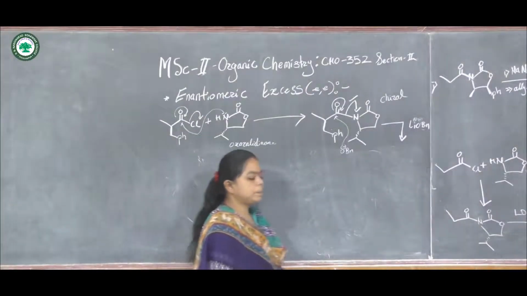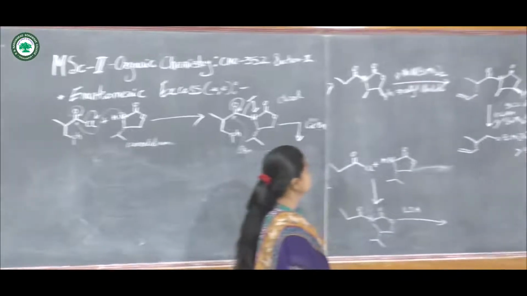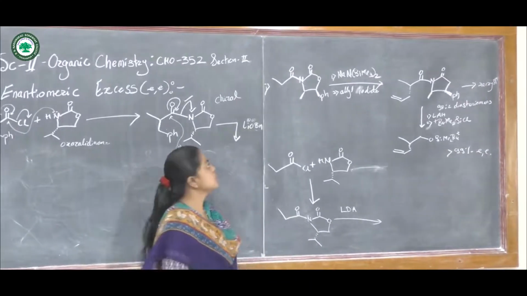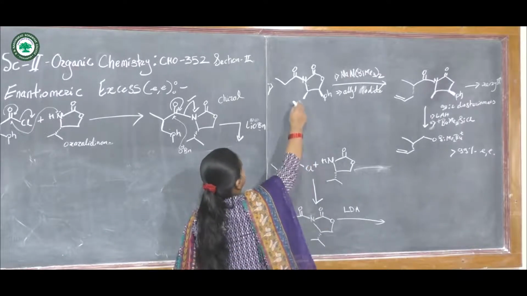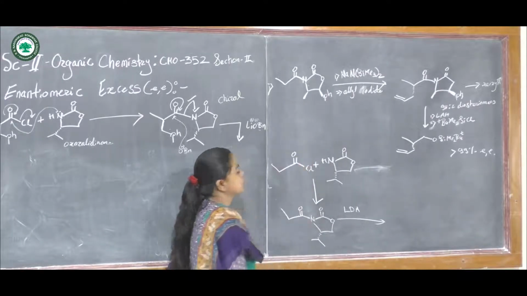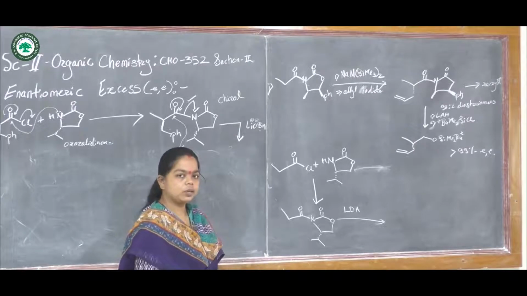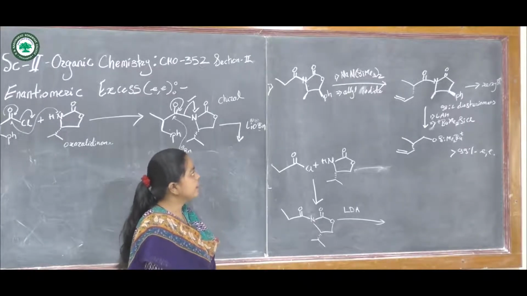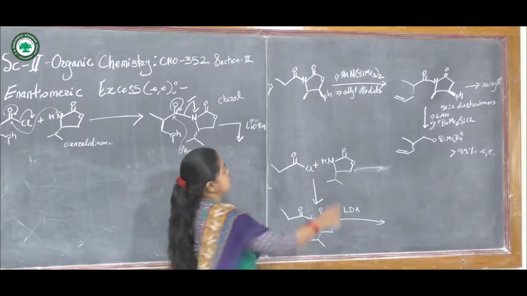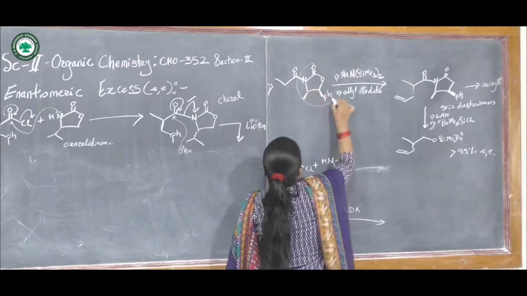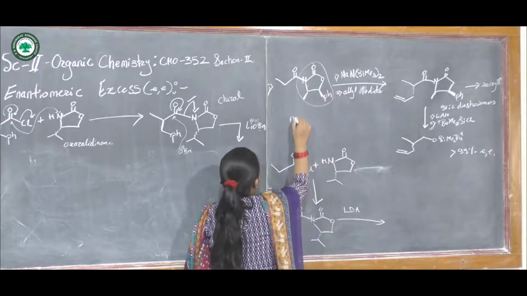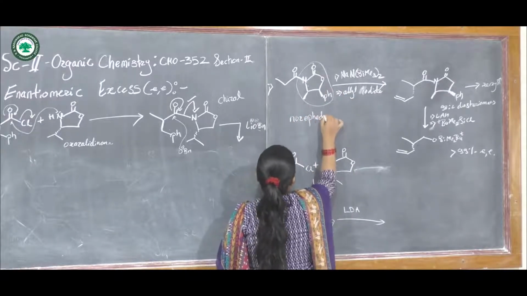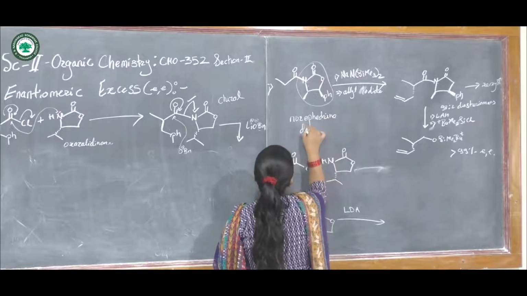Now the second example for a reaction involving asymmetric synthesis, we consider this. In this case again an acid chloride is reacted, and we have already seen this type of reaction. The acid chloride is reacted with another chiral auxiliary, a norephedrine-derived chiral auxiliary.